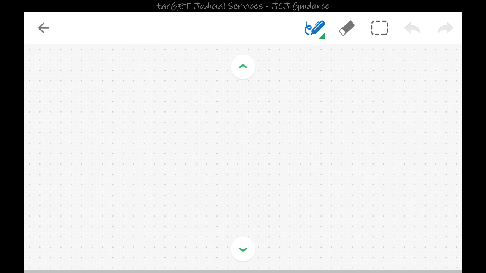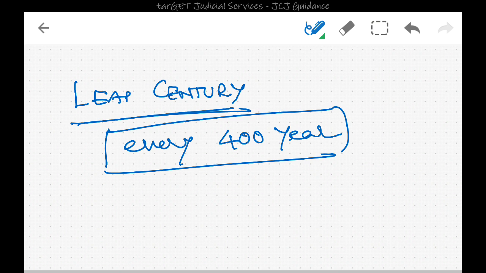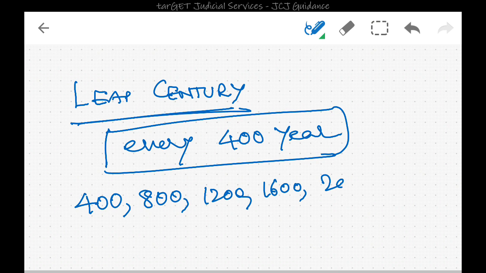So there is another thing called the leap century. These leap centuries fall every 400 years. So just like the leap years, we can also calculate the leap century by whatever centuries are exactly divisible by 400. For example, 400, 800, 1200, 1600, 2000, 2400. These are the leap centuries.